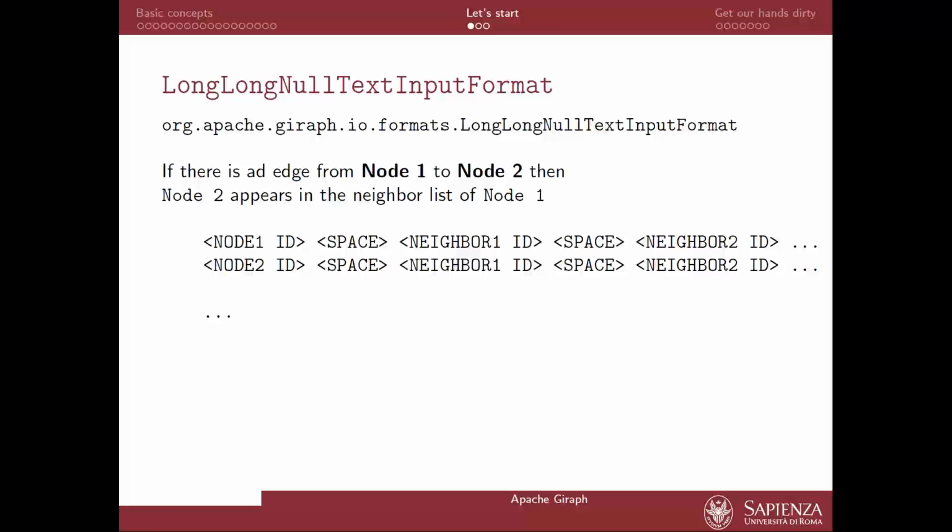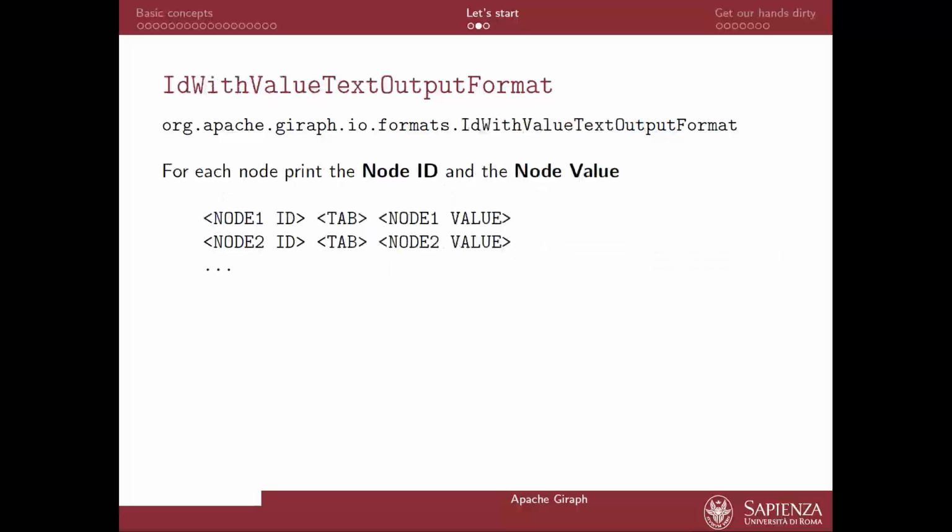As you can see, we are going to use the LongNullText input format, meaning that we have a txt file where each line represents the ID of the node and the list of its neighbors, separated by a space. Now we have to define also the output format of the exercise, and we will have, again, for each line, the ID of the node and the value of the out degree of that specific node, separated by a tab.